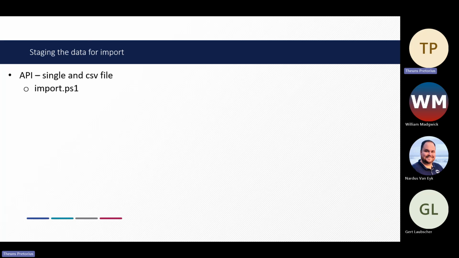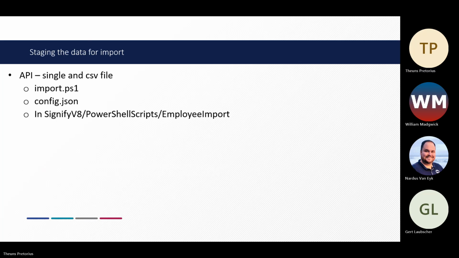All right, so let me go back to my presentation. That is import.ps1, and config.json is where it's located.